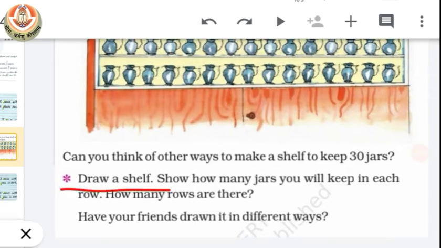So the first activity is to draw a shelf, show how many jars you will keep in each row and how many rows there are. We also have to mention it.